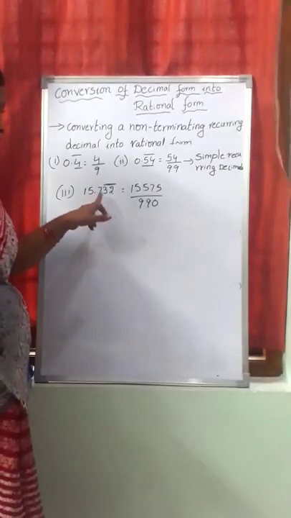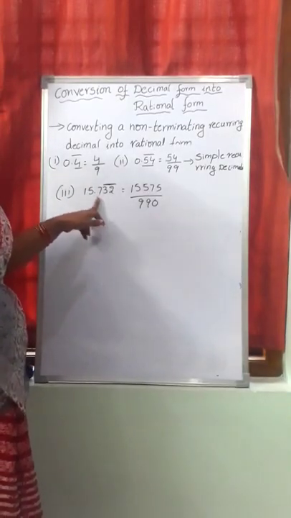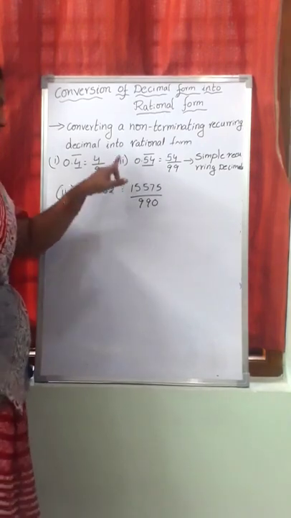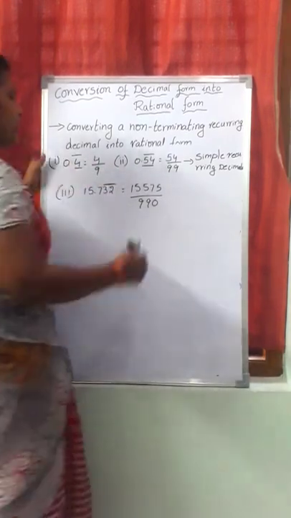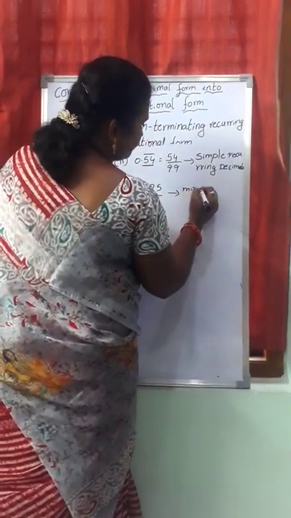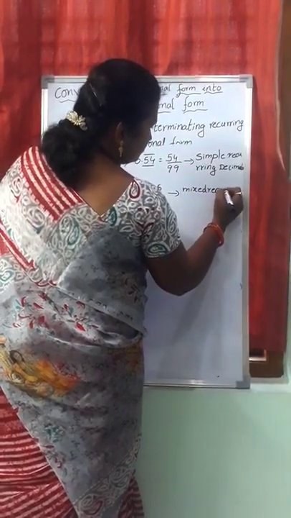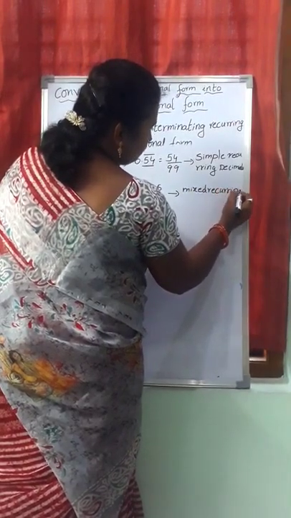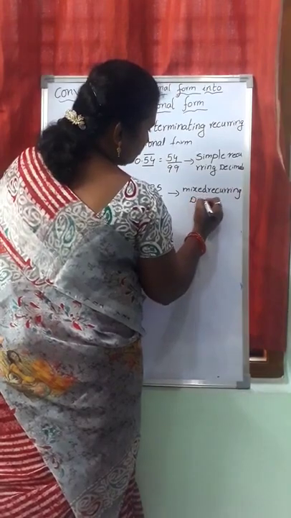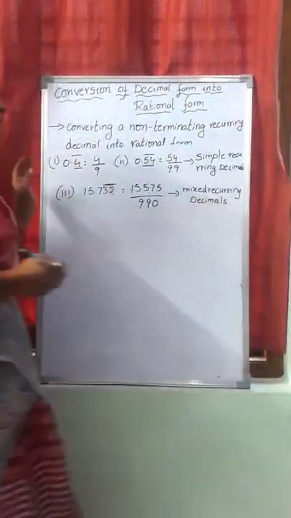And here, the decimal point is followed by 7, but 7 is not recurring, while 32 is recurring. This type of decimals are called mixed recurring decimals.